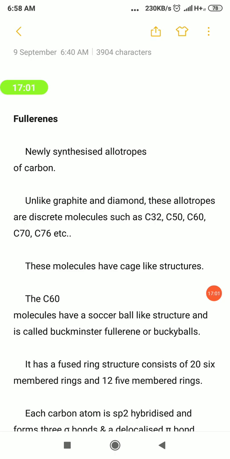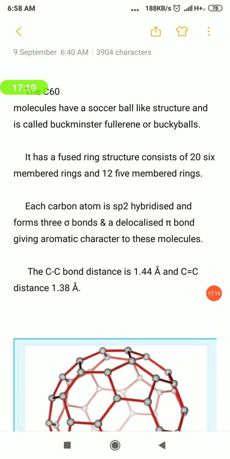If we take one C60 molecule, how many 6-membered rings are in it? 20 6-membered rings and 12 5-membered rings are there. Okay? And here the hybridization is sp2. What will sp2 have? There will be 3 bonds and one free electron, so that it forms 3 sigma bonds and a delocalized pi bond, giving aromatic character to these molecules. So because of the 3 sigma bonds and one free electron, it forms aromatic character. And here the carbon-carbon bond distance is 1.44 Angstrom and the carbon double bond distance is 1.38 Angstrom.